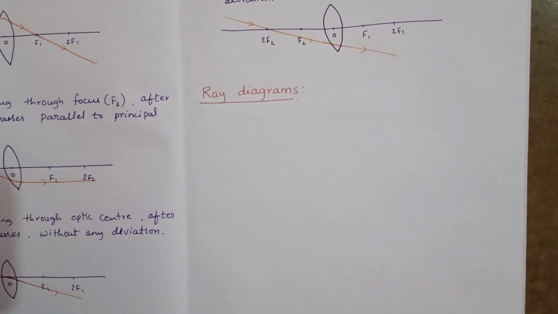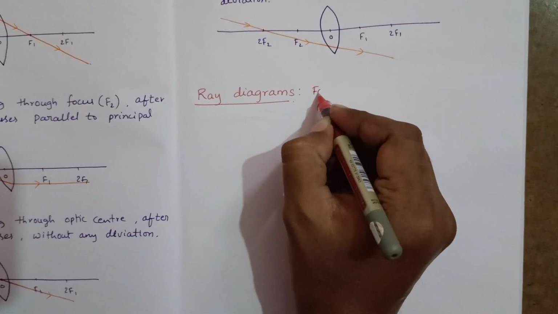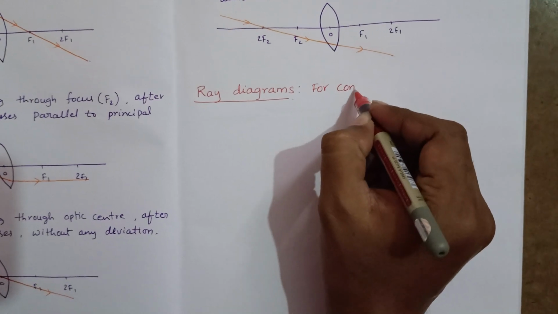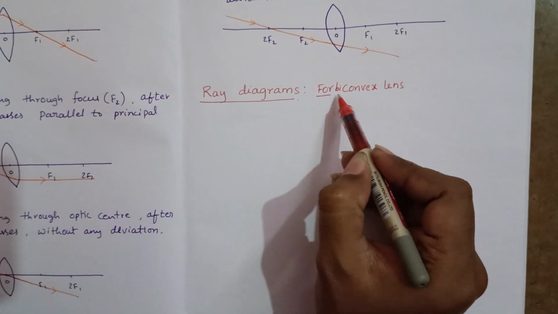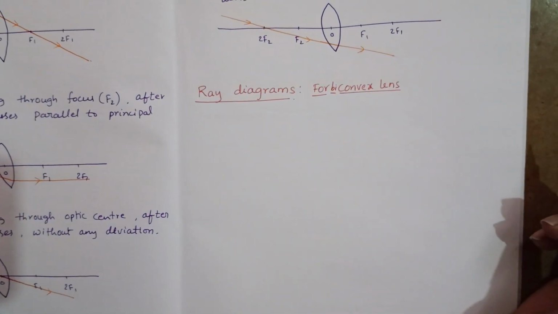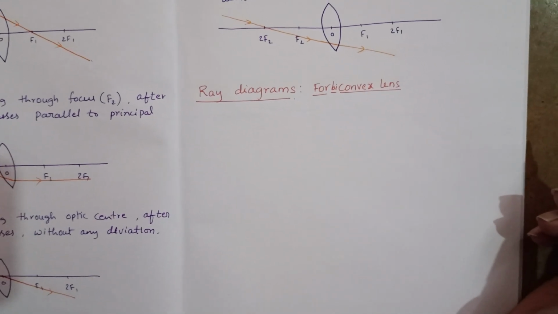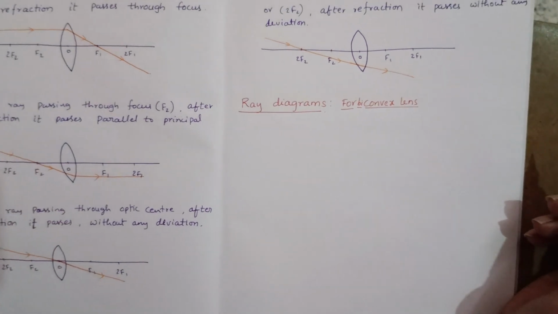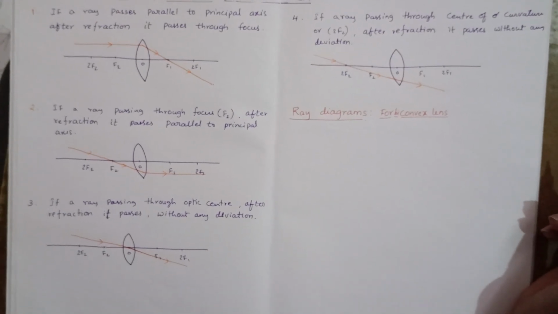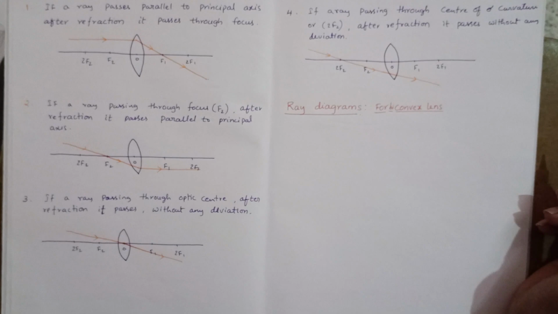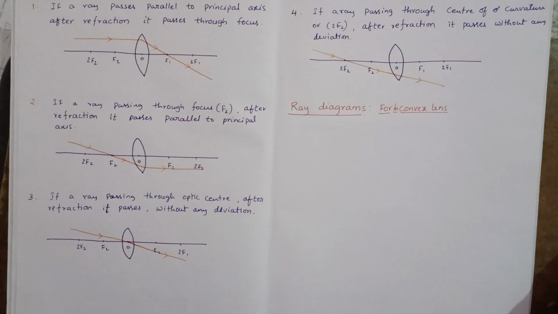Today we'll discuss ray diagrams for convex lens, biconvex lens. Ray diagrams for biconvex lens. We have discussed already about rules to draw ray diagrams. When an object is placed at different positions in front of the biconvex lens, by using these rules we can draw ray diagrams.